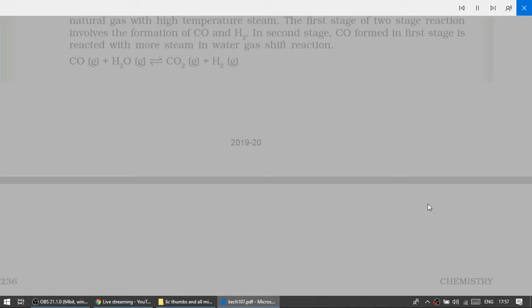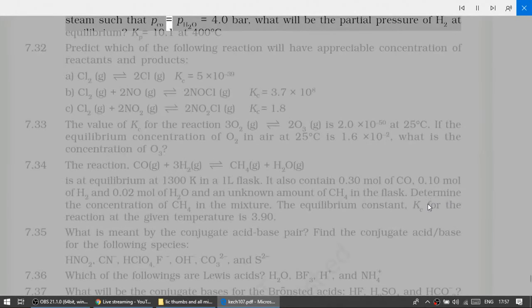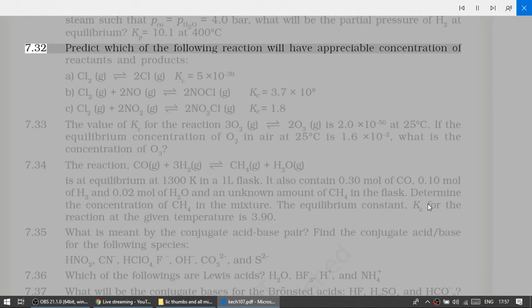If a reaction vessel at 400 degrees Celsius is charged with an equimolar mixture of CO and steam such that PCO = PH2O = 4.0 bar, what will be the partial pressure of H2 at equilibrium? Kp = 10.1 at 400 degrees Celsius.